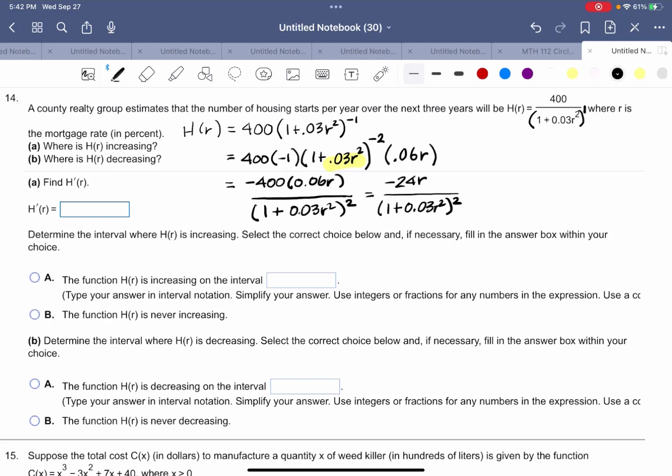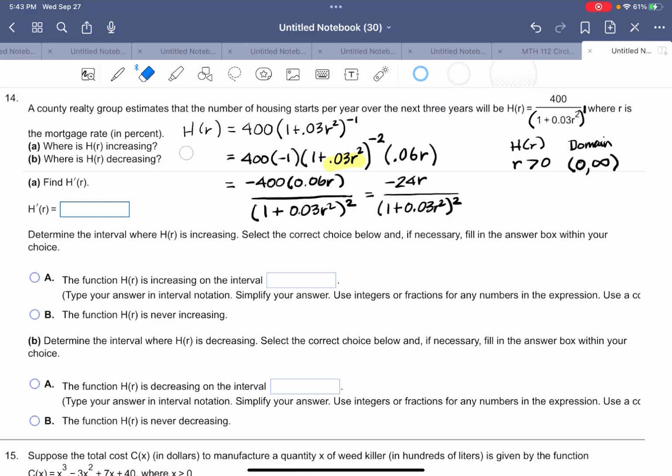Now remember, we're talking about a mortgage rate in percent. So we do have a limited domain for h of r. Our r value has to be greater than 0. It doesn't make sense to have an interest rate on a house that's negative. So our domain here is going to be a rate from 0, and then probably not realistic to say infinity, but we don't have any known cap on this interest rate, so we're going to go ahead and say 0 to infinity.